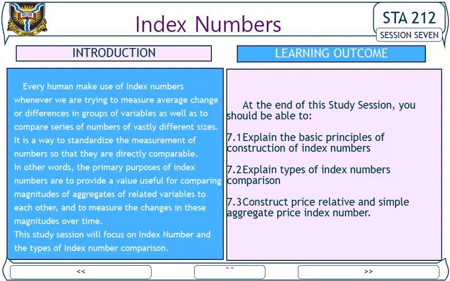In other words, the primary purposes of index numbers are to provide a value useful for comparing magnitudes of aggregates of related variables to each other, and to measure the changes in these magnitudes over time. This study session will focus on index number and the types of index number comparison. Learning outcomes for study section 7. At the end of this study section, you should be able to explain the basic principles of construction of index numbers, explain types of index numbers comparison, construct price relative and simple aggregate price index number.